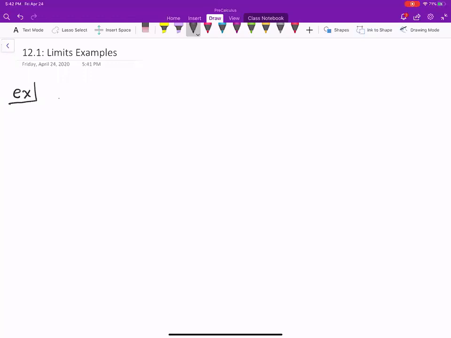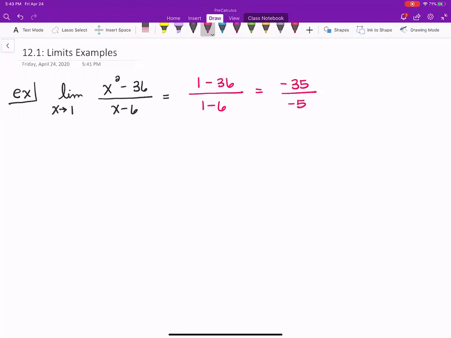So let's say I've got the limit of, say, x squared minus 36 over x minus 6. And I want you to find the limit as x approaches 1. I'll pause there while you figure that out. But we will have done a direct substitution if possible. So we will do 1 squared is 1 minus 36 over 1 minus 6, which will give me negative 35 over negative 5, which is no problems, which would be 7.